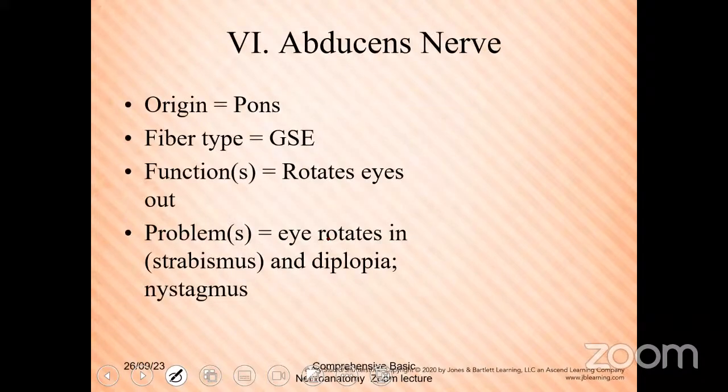Right. The abducens is the sixth cranial nerve. The origin is in the pons. It is also efferent, general somatic efferent, meaning motor. It rotates the eyes.